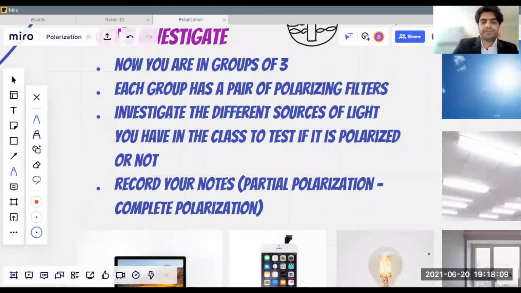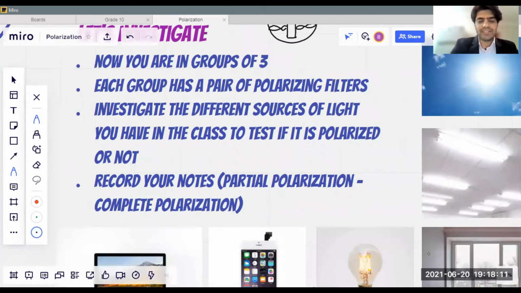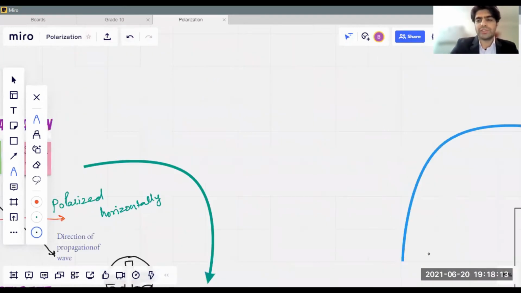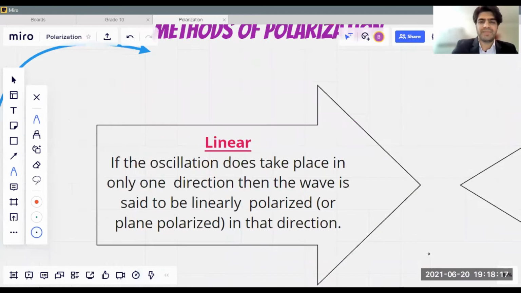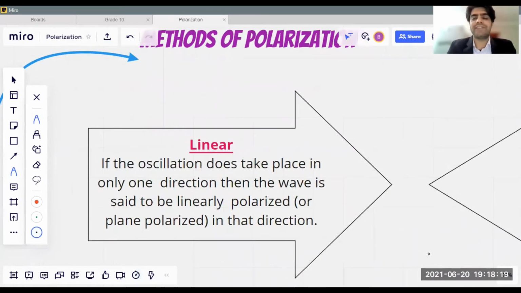Okay. Now, as all the observations are collected, we are going to move on towards methods of polarization. Polarization has different types. The type which we are going to discuss today is linear polarization. We had elliptical and circular polarization as well, but due to shortage of time, we'll discuss circular and elliptical polarization some other day. But for now, we are going to discuss linear polarization.